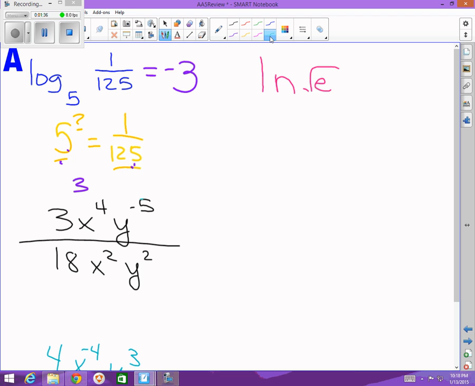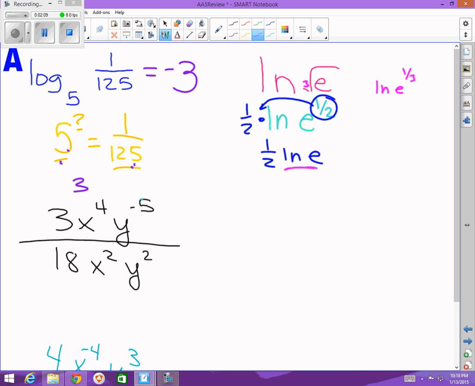This one here, ln the square root of e. Another way to write square root is ln of e to the 1/2 power. Square root is 1/2. If this had been the cube root and there was a 3 there, then you would have ln e to the 1/3 power. Whatever the root is, it's the denominator of your fractional exponent. Then by your properties of exponents, this 1/2 gets pushed to the front as the multiplier of the logarithm. So now you have 1/2 of ln of e. And remember, ln and e are inverses of each other, so they eliminate each other, and you're left with just 1/2.